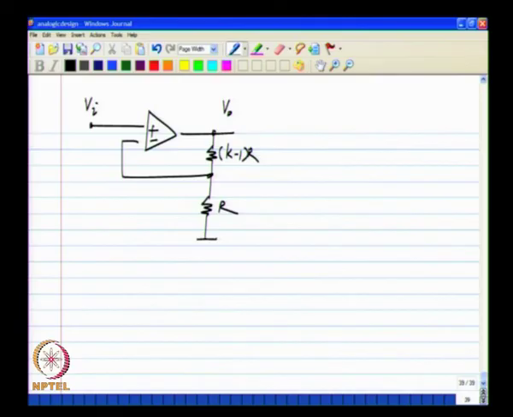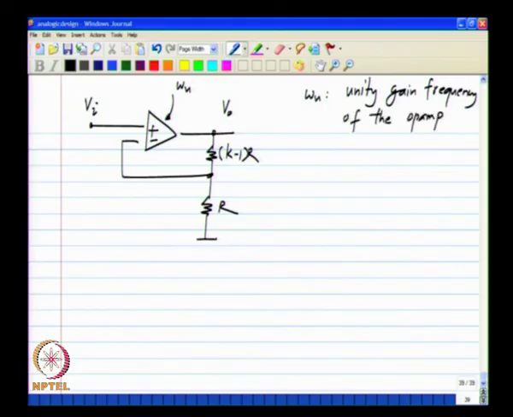And the op amp is described by a single parameter, which is the parameter of the integrator. Okay. So, the op amp has a certain omega u. Omega u is the unity gain frequency of the op amp, and this is the most important parameter in the op amp.